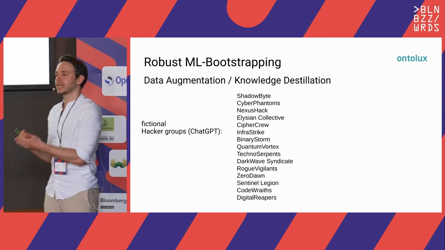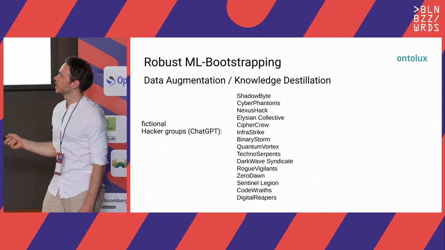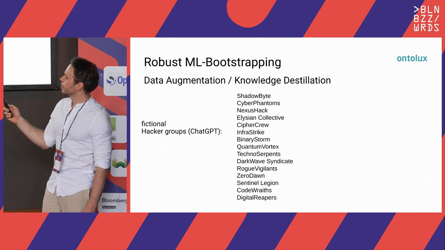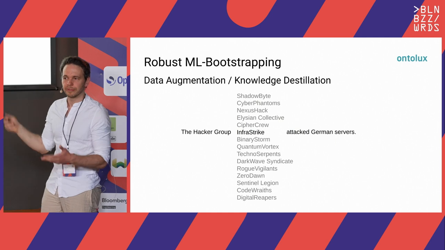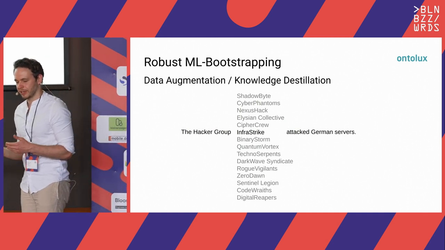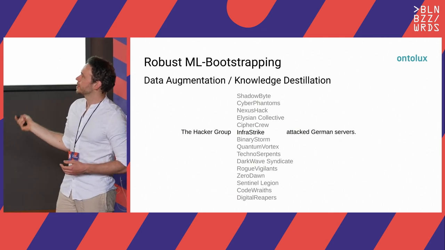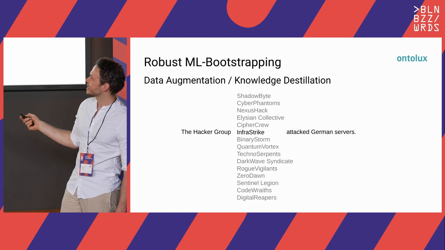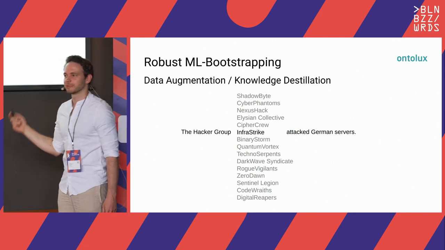We might find some new data that forces the model to not learn superficial relationships, but keep the semantic structure. And what we did here was we asked ChatGPT, basically, you can use a large language model. We have this sentence, the hacker group something something attacked German servers or something. This is in our training data. Because we don't want it to learn the word here, we might ask ChatGPT, hey, here's the name of a hacker group. Come up with some fictional other names of hacker groups. And this is what ChatGPT gave me. It gave me Elysian Collective and Cypher Crew, Quantum Vortex, which all sounds very cool, and I would argue quite like hacker groups would sound like.